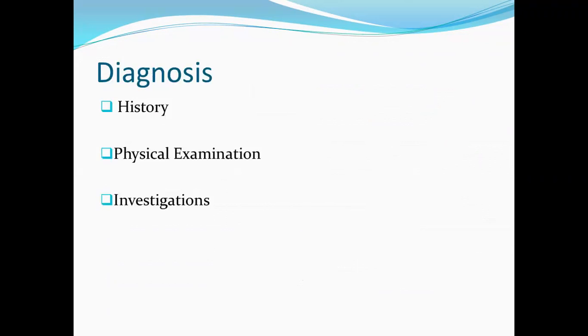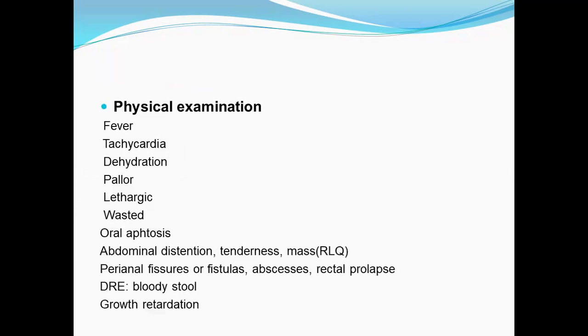So when we're trying to make a diagnosis of IBD, it would take into consideration the history, the physical examination, and then the investigations. The history, we already spoke about the signs and symptoms these patients will present with. Then we come to the physical examination. Because it's an inflammatory process, most of these patients can present with fever, tachycardia, dehydration because of the chronic diarrhea they might be having, and pallor. Those who are having bloody diarrhea will be very pale.